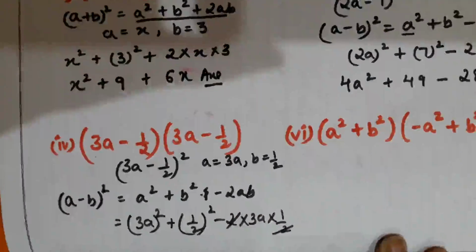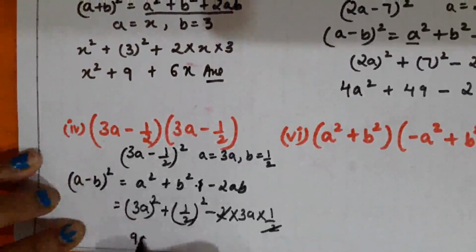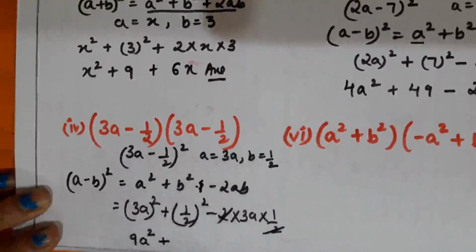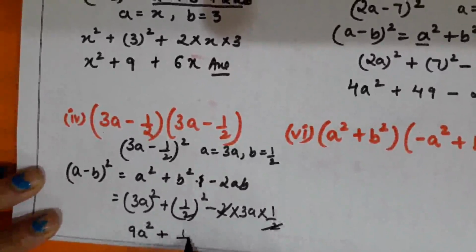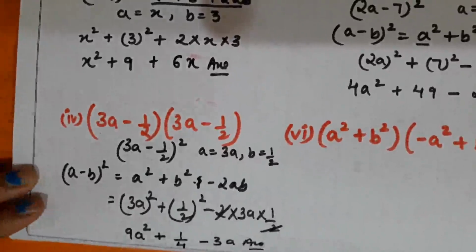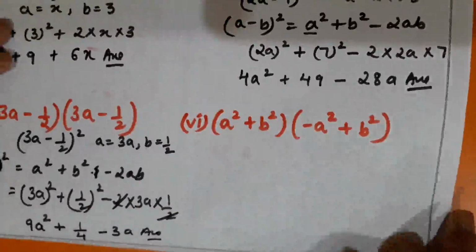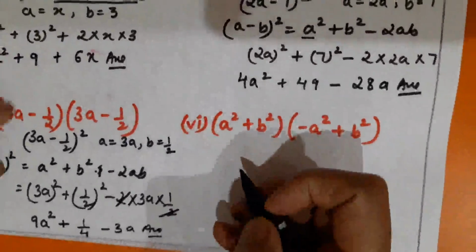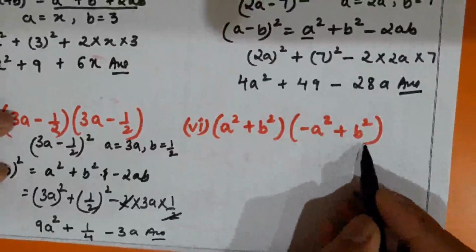Okay, now (3a)² means 9a², because 3² is 9, a² is a². (1/2) whole square means 1² is 1, 2² is 4, minus 3a. So this will be your answer. Okay, now let's move to the next part, sixth part. Again fifth part we are skipping. That is your homework.